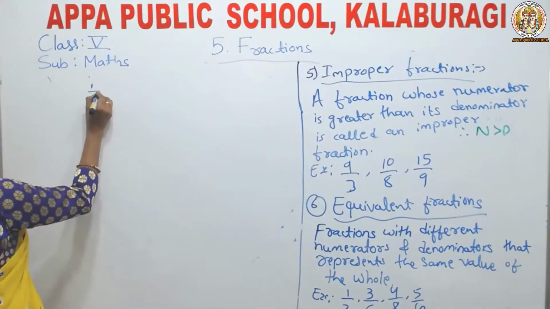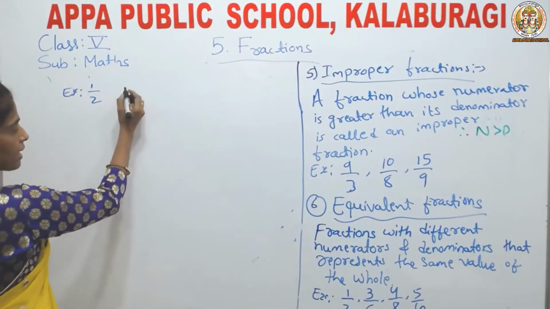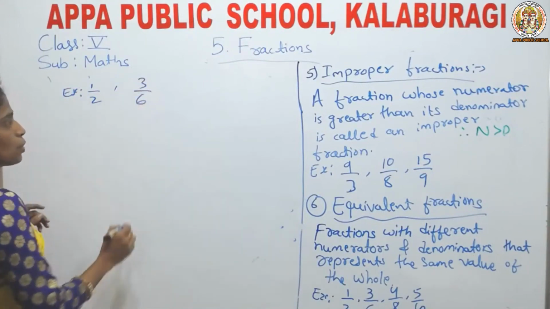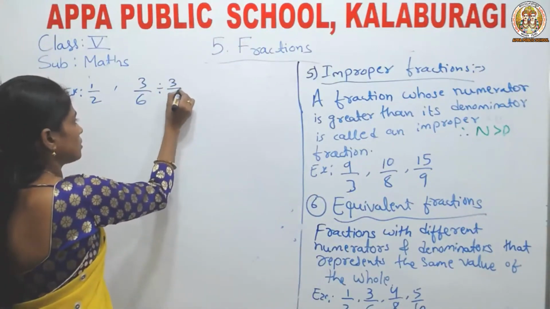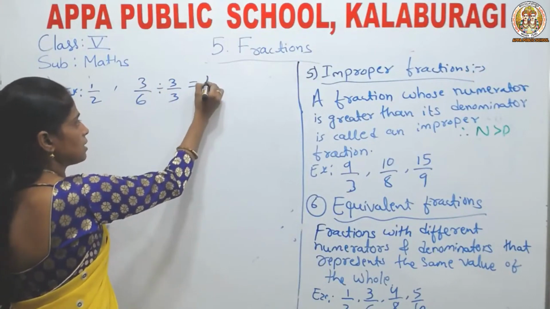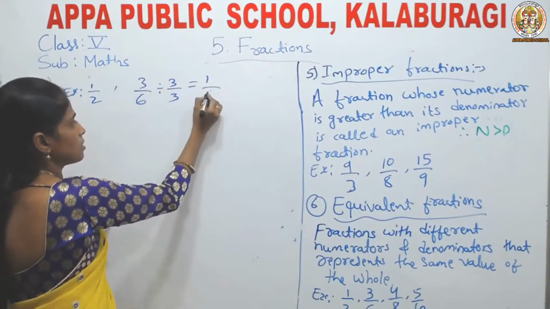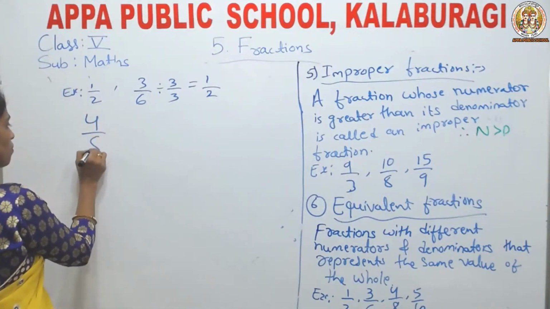Here is 1 by 2 as the example. Example 1 by 2. Next is 3 by 6. When the numerator and denominator are divided by the same number, 3 by 3, you get this: 3 ones are 3, 3 twos are 6.